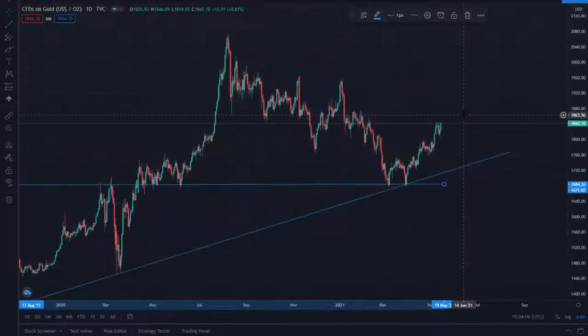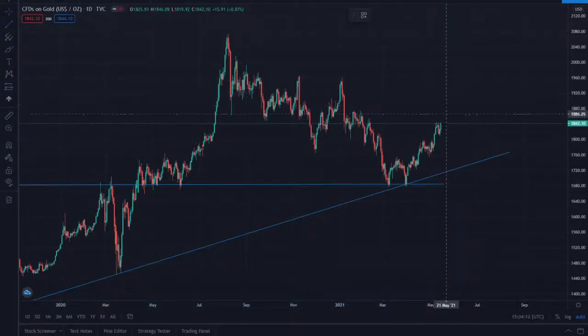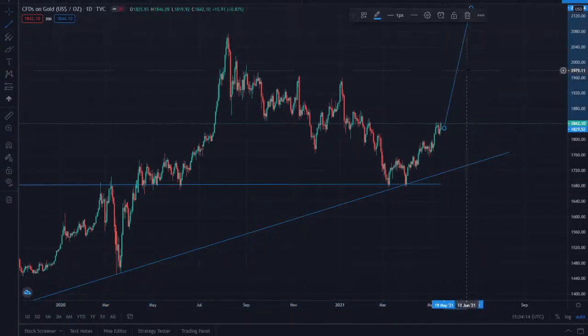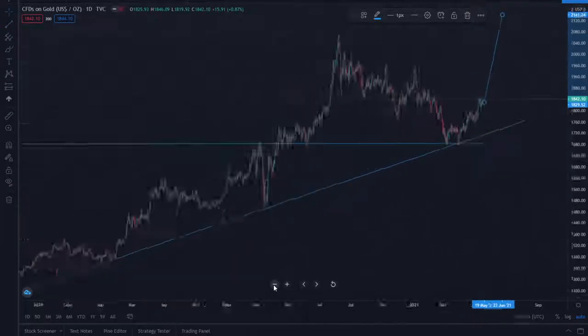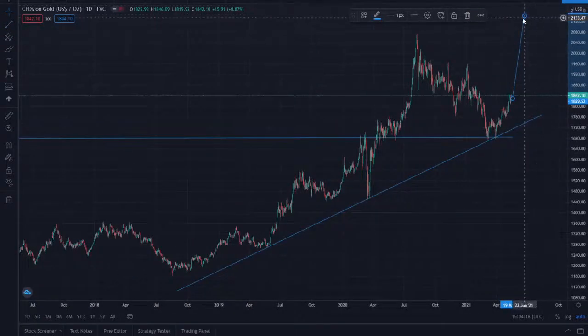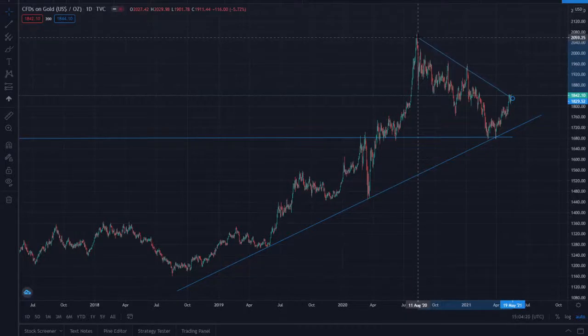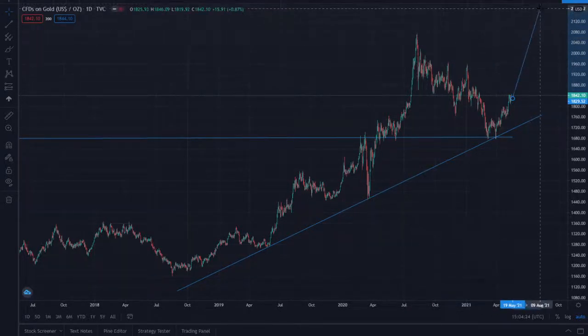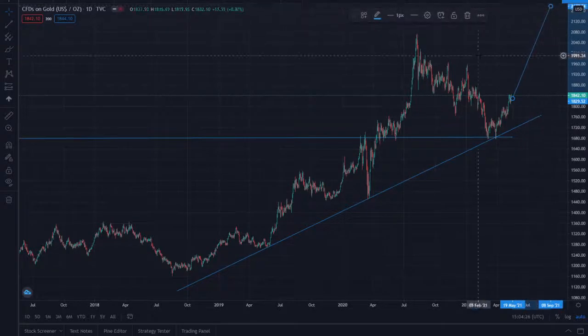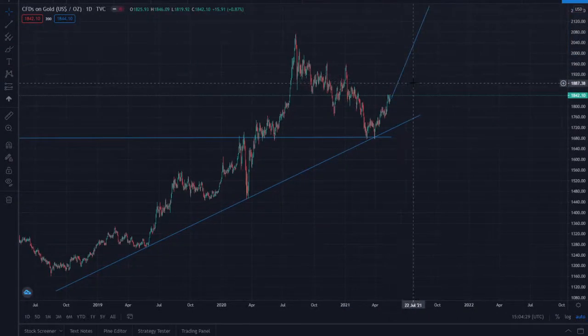But the next question is, will we form a higher high? To form a higher high from here, we would have to break above the 2070 area and go much higher, about 2000, 2010, 200, 300, something like that.